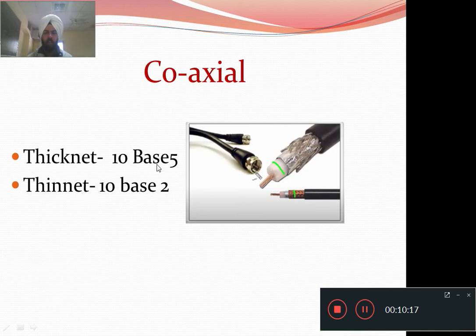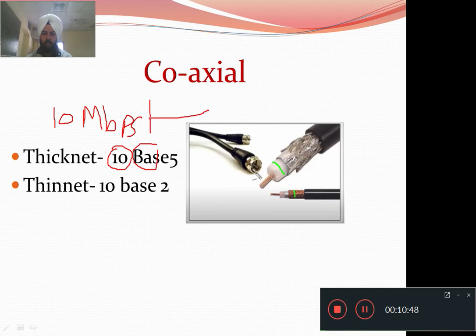10Base5 or 10Base2. Here 10 means the data transfer rate can be 10 Mbps. Base means the signal has only one base. The signal that travels has only one base.